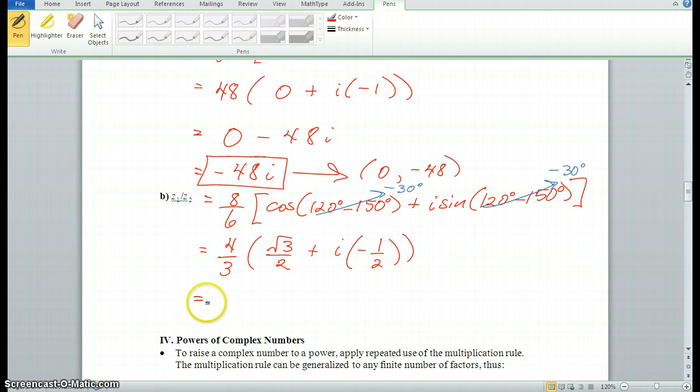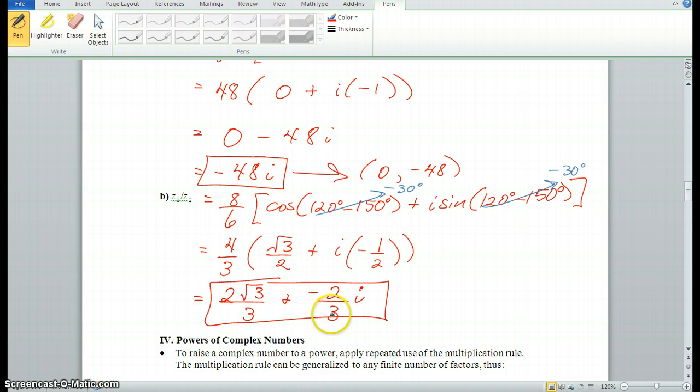A little bit more simplification on our part. 4/3 distributed to radical 3 over 2, or just 4 divided by 2, which is simply 2. 2√3 all over 3. Distribute the 4/3, and we get -2 over 3. Don't forget your i. And this is our final answer. And this is A, 2√3 over 3.